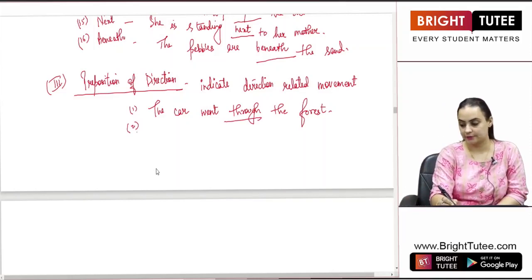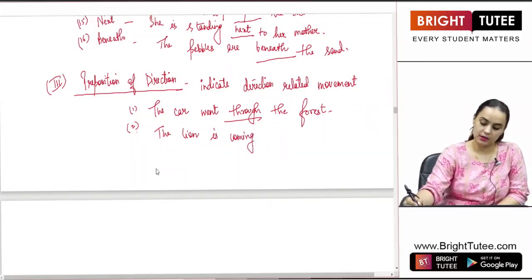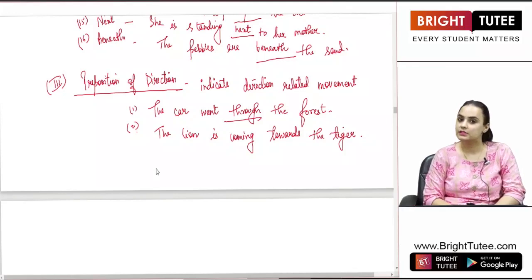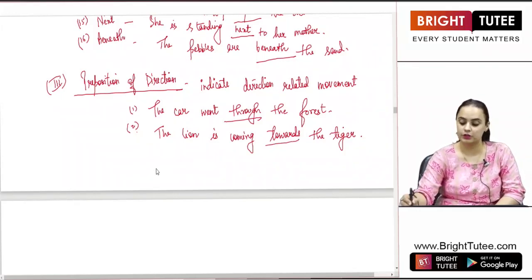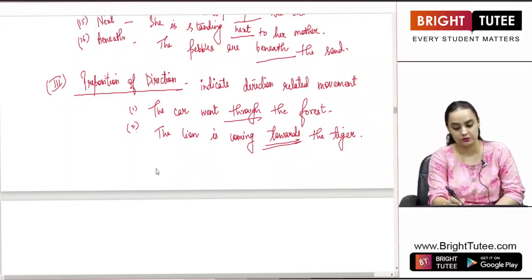If I say the lion is coming towards the tiger. So, what is the direction of the lion? Where is the lion going to? It is going towards the tiger. So, towards is the preposition of direction.